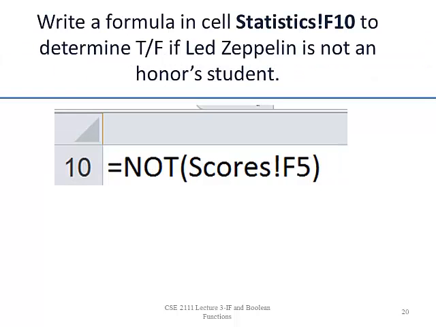Write a formula in cell Statistics F10 to determine true or false if Led Zeppelin is not an honor student. Well, in Scores F5, it already tells us if he's an honor student. So in Statistics F10, the easiest thing for me to do is just to type equals NOT Scores F5.